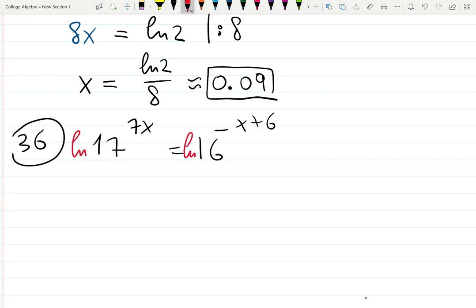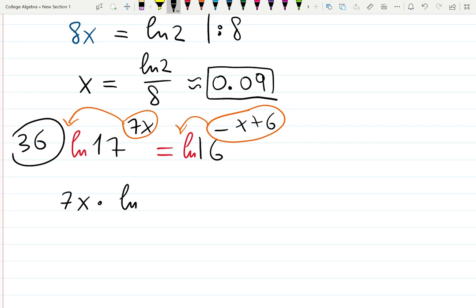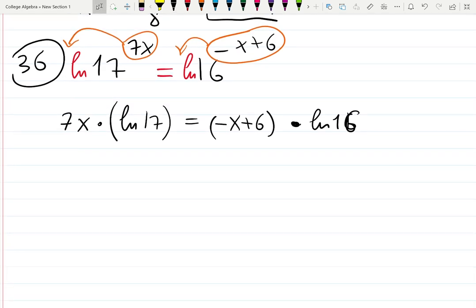Applying ln to both sides usually works right away, unless some kind of complication happens. So what I'm going to have now is, I will look at the exponents and put them down just like I had before. Minus x plus 6 goes down as well. And by going down, I mean multiply 7x by the natural log of 17, like so. Then minus x plus 6 should be multiplied by the natural log of 16. Remember that we're solving for x. So in this case, I want to collect all the terms with x on the left-hand side.